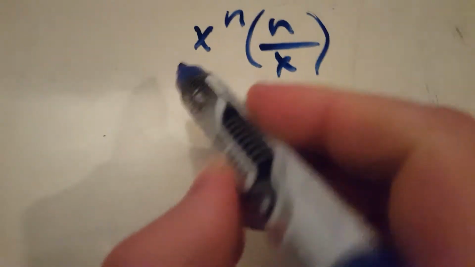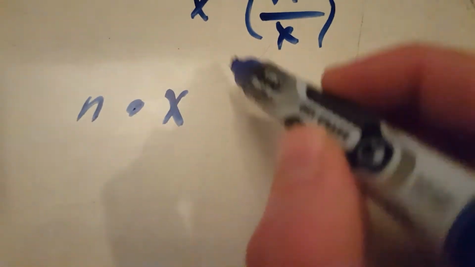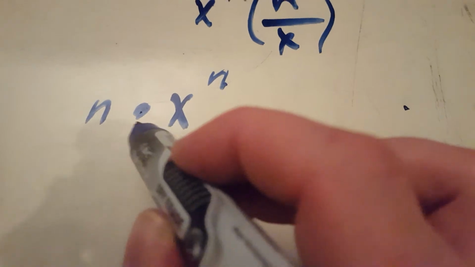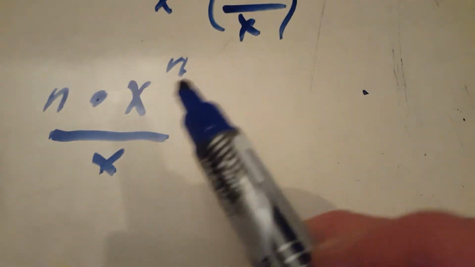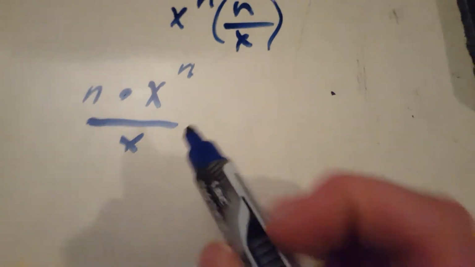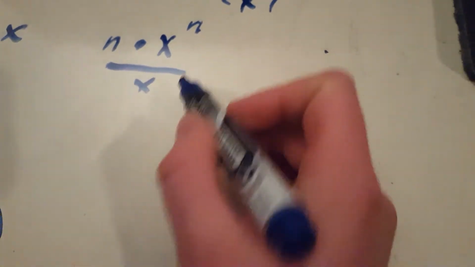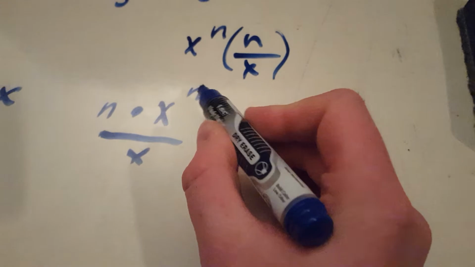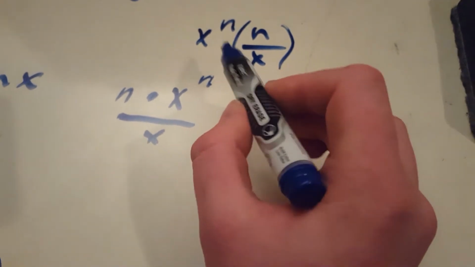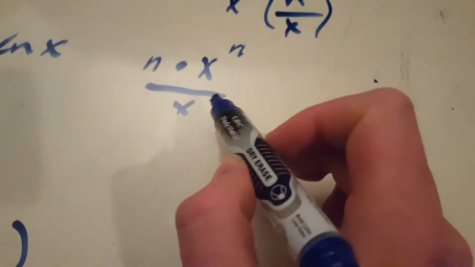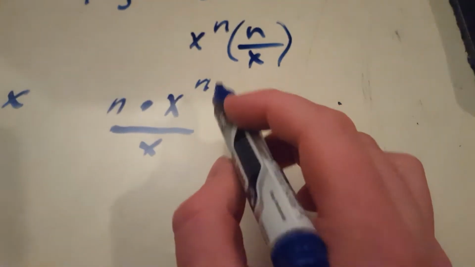Now let's multiply these over. x to the n times n, I'm going to write the n over here so you can see where this is going. All of that's going to be over x. So let's reduce this. Let's get rid of that x. And how we can reduce that is by reducing this power. Remember with exponents, if you're dividing the same variable, you subtract from the exponent. However many exponents are down here, in this case it's 1, you subtract 1 from that exponent.